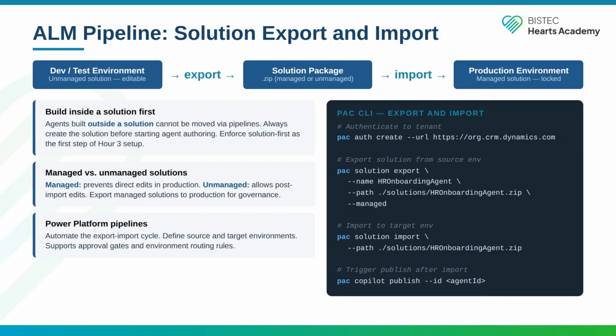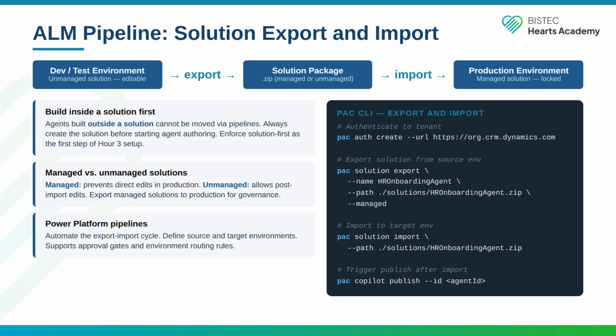Application lifecycle management is how production agent deployments are governed and made repeatable. The foundational constraint is this: an agent built outside a solution cannot be promoted to another environment via a pipeline. This constraint is by design, and it is not a deployment time workaround. Solutions must be created before authoring begins.